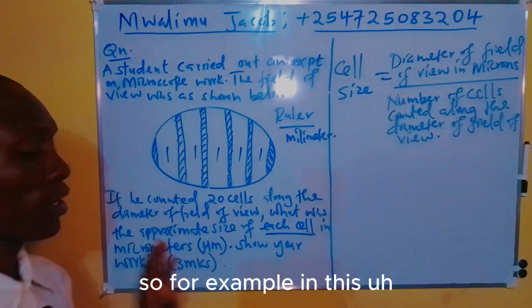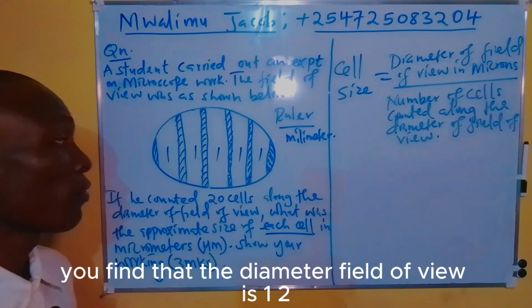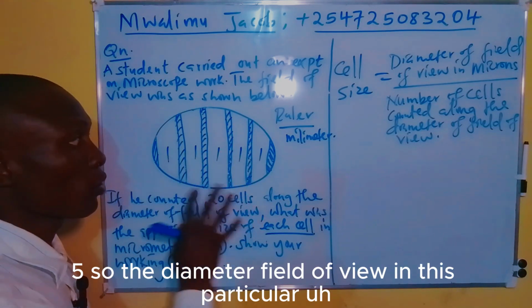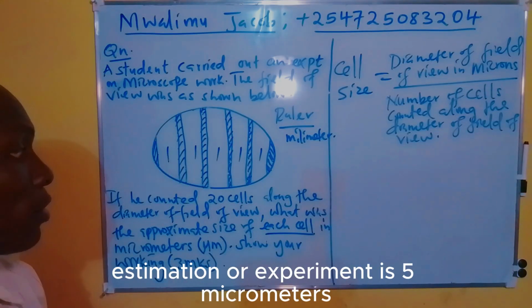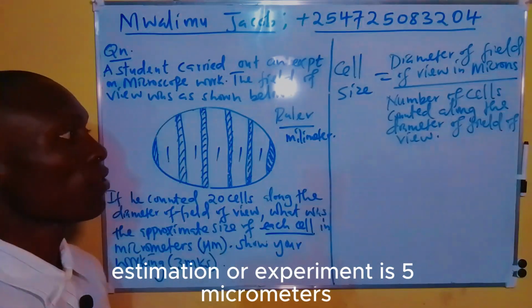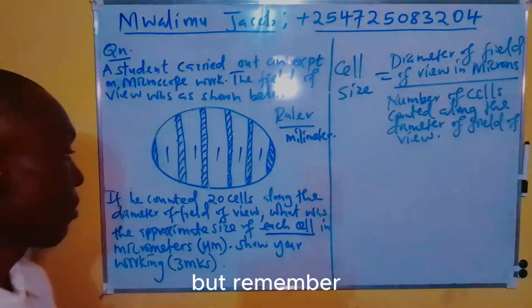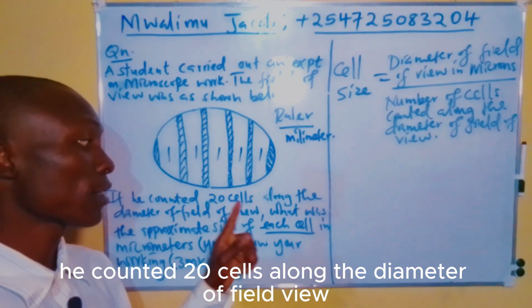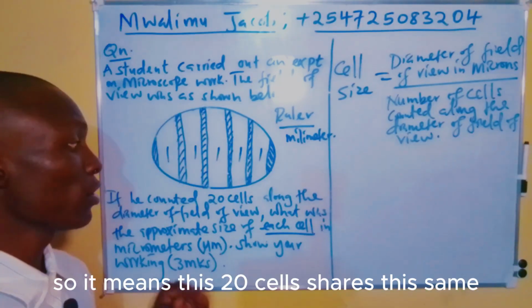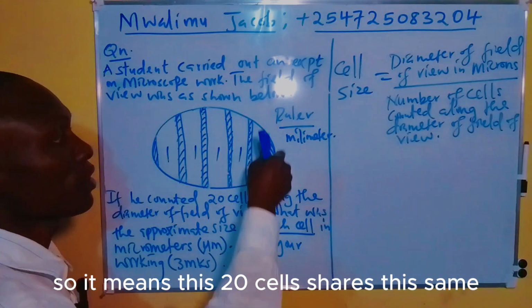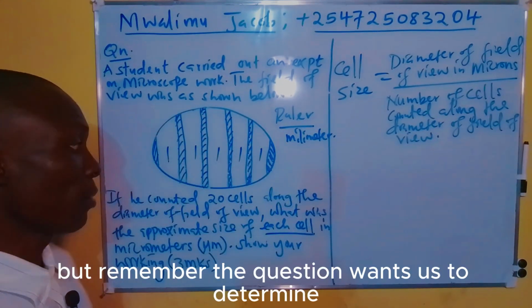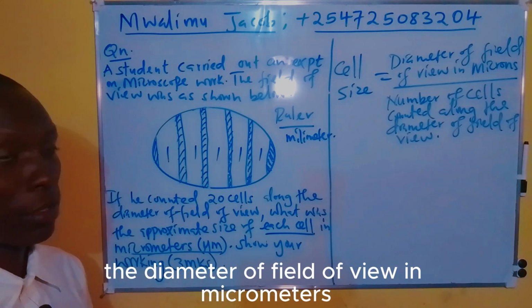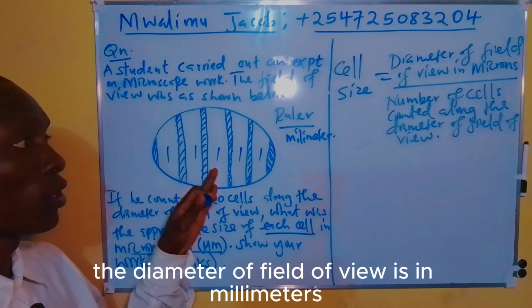So for example, in this particular question here, you'll find that the diameter of field of view is 1, 2, 3, 4, 5. So the diameter of field of view in this particular experiment is 5 millimeters. But remember, when the student was counting the number of cells, he counted 20 cells along the diameter of field of view. So it means these 20 cells share this same diameter. But remember, the question wants us to determine the size in micrometers, but here the diameter of field of view is in millimeters.